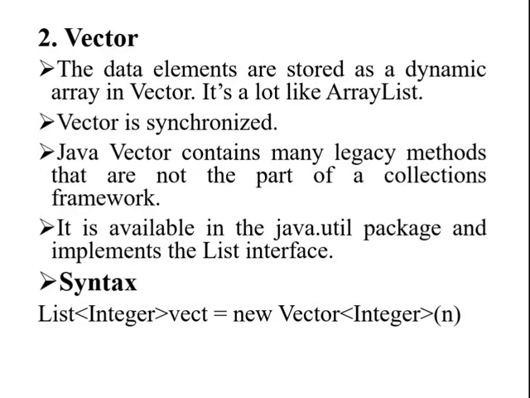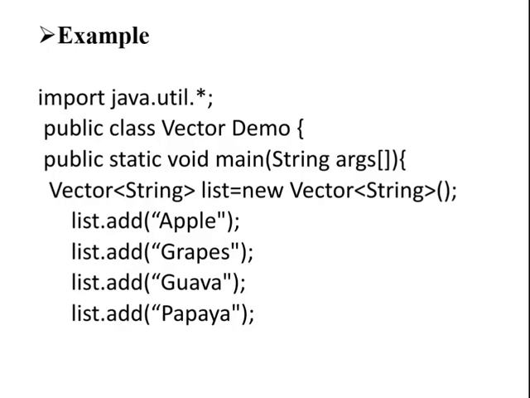The syntax that is used to represent the vector is List<Integer> vect = new Vector<Integer>(n). This is the syntax that represents how we can use the vector. Then let us consider the example that represents how we can use the vector in Java.